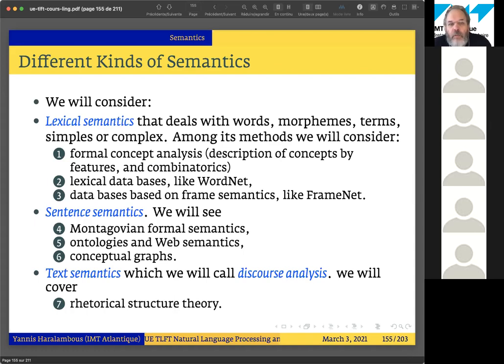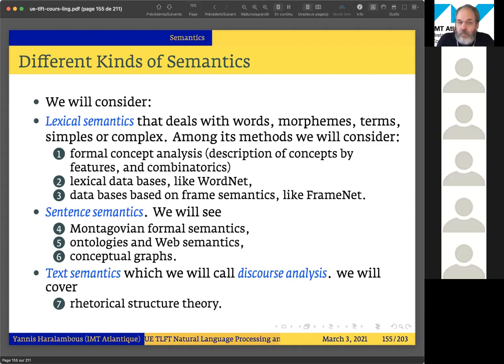Because it's a very vast domain, there have been sub-disciplines. So the meaning of what? In linguistics, we can take just words or morphemes or terms and study their meaning. This is called lexical semantics. We can take complete sentences as units. This is sentence semantics. Or we can take complete texts, paragraphs, and larger texts, and this is called discourse analysis. So in all cases, we deal with meaning, but we have a different threshold, a different grain.